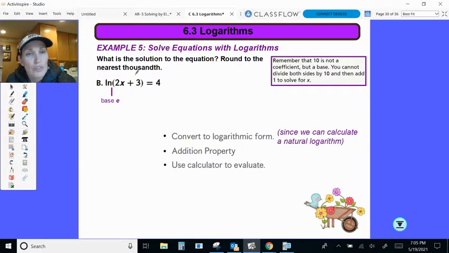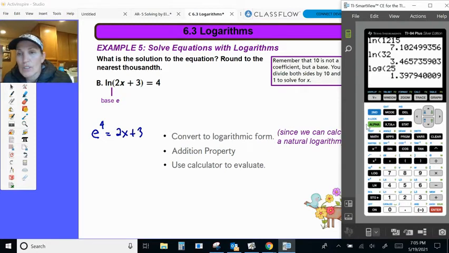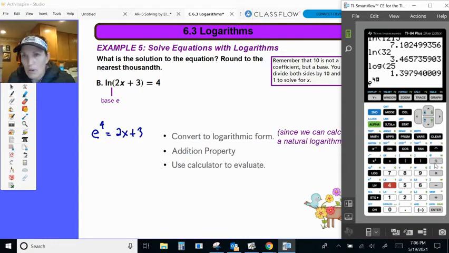This is when we actually remove the logarithm by using exponents. Okay, so we have a base e, and so we're going to write this as e to the 4th power, because that's my exponent. e to the 4th power equals 2x plus 3. Well, we can actually calculate e to the 4th power, right? So we're going to go second function, e to the, into the 4th power.